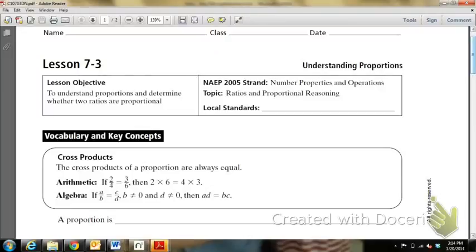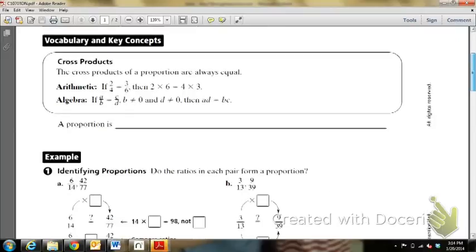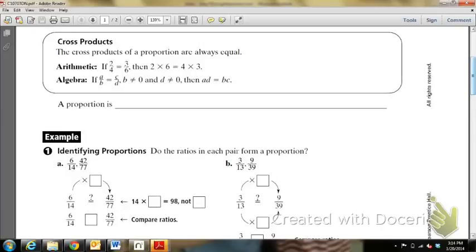In Lesson 7.3, we're going to take a look at proportions. So proportions are just two fractions that are equal. So up in the little box here, 2/4 equals 3/6. The cross products, or what you get when you multiply on the diagonal, 4 times 3 is 12, is going to be the same as 2 times 6, which is also 12. So these make a proportion because when I cross multiplied, I got the same number.